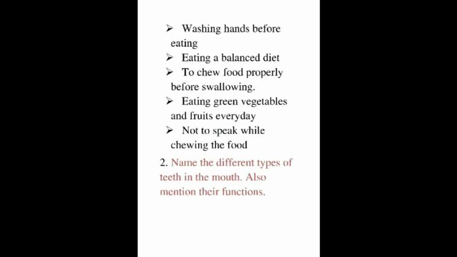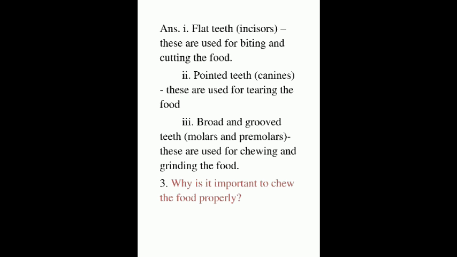The next question is, name the different types of teeth in the mouth. Also mention their functions. So the first is the flat teeth or the incisors. These are used for biting and cutting the food. Next, the pointed teeth or canines. These are used for tearing the food. Next, broad and grooved teeth or the molars and premolars. These are used for chewing and grinding the food.